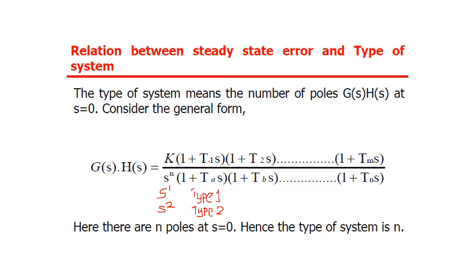So the general form of this open loop system G(s) is K times (1 plus T1 s) times (1 plus T2 s), and so on in the numerator, divided by s to the power n times (1 plus Ta s) times (1 plus Tb s), and so on. Using this generalized form, we will be able to determine the type of system.